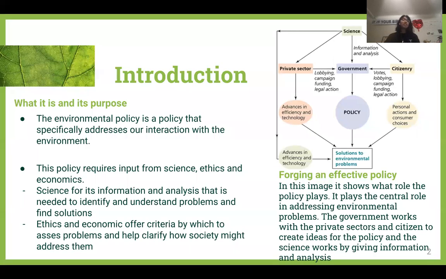The environmental policy is a policy that specifically addresses our interactions with the environment. This policy requires input from science, ethics, and economics. Science for its information and analysis that is needed to identify and understand problems to find solutions, and ethics and economics offer criteria by which to assess problems and help clarify how the society might address them.